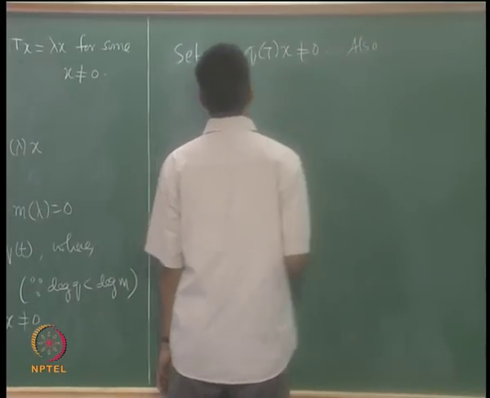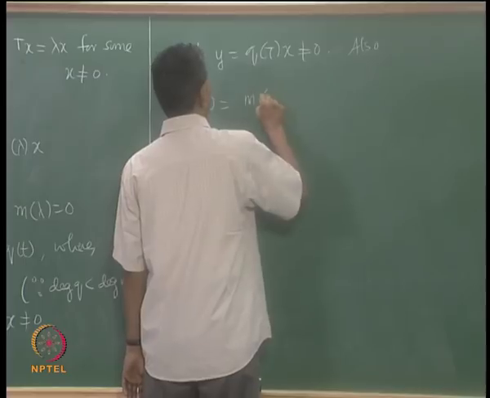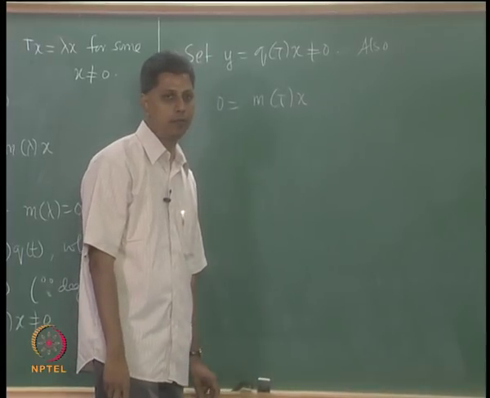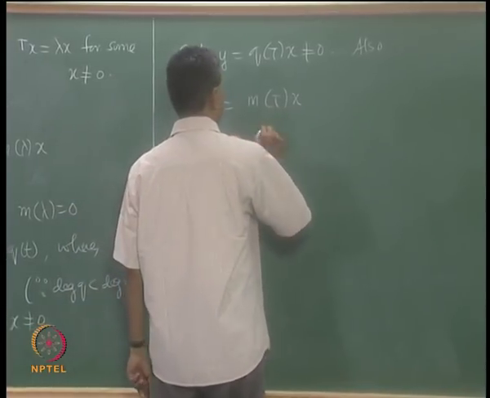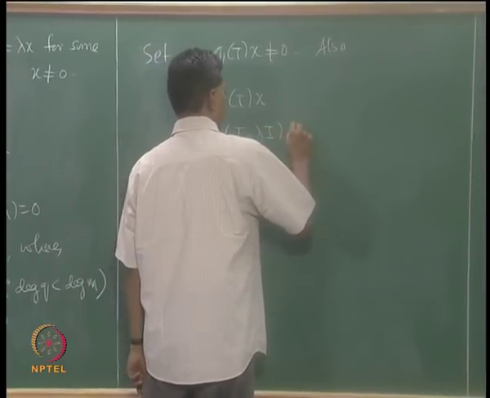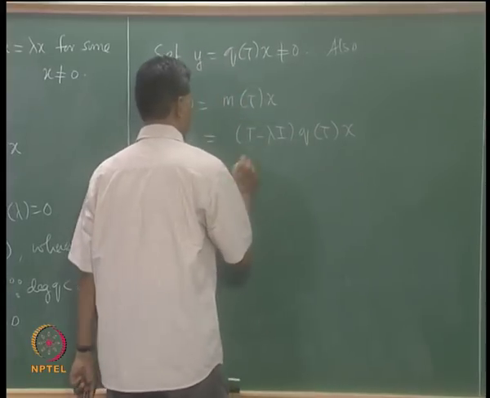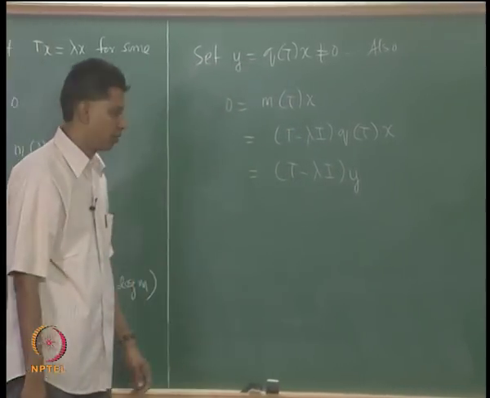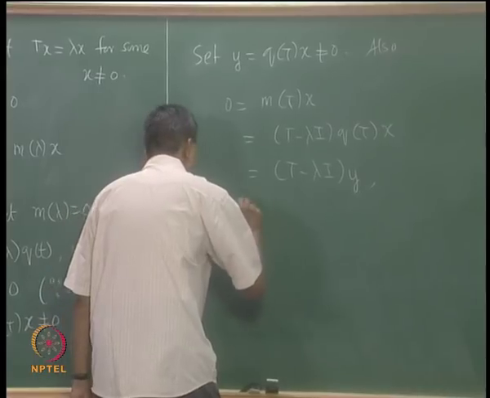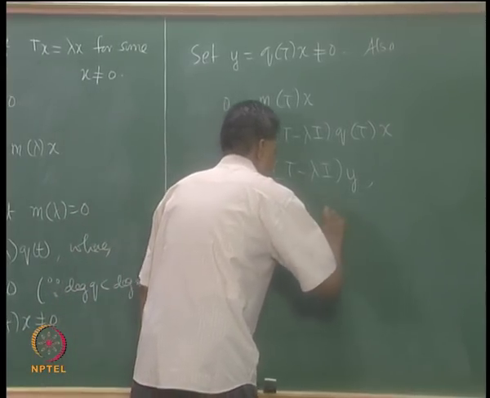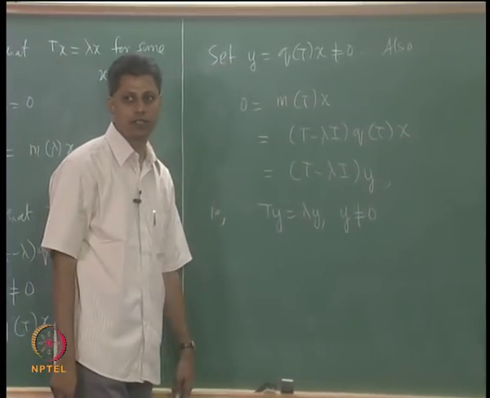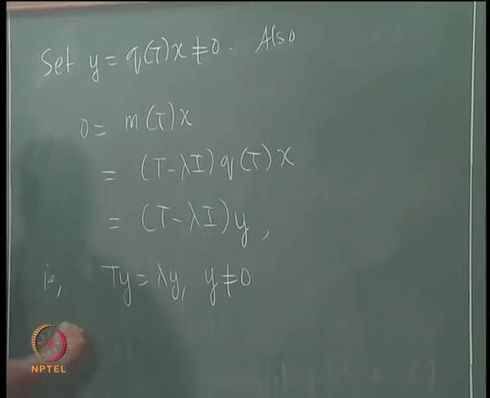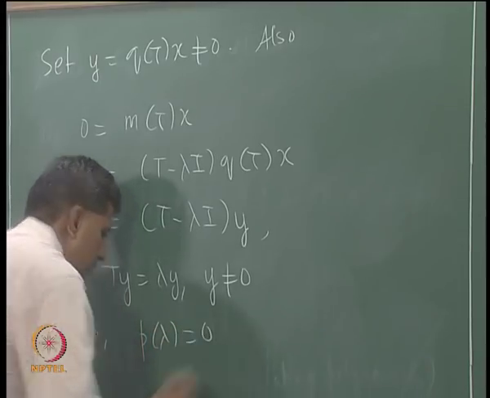Also, I will start with this: 0 equals m of T x. That must be 0 because m is the minimal polynomial. This is written as (T minus lambda I) times the polynomial q of T applied to x. Q of T x is y. So this is (T minus lambda I) times y. So what I have is T y equals lambda y with y not equal to 0. So I have shown that y is an eigenvector corresponding to the eigenvalue lambda. In terms of P, this means P of lambda is 0.